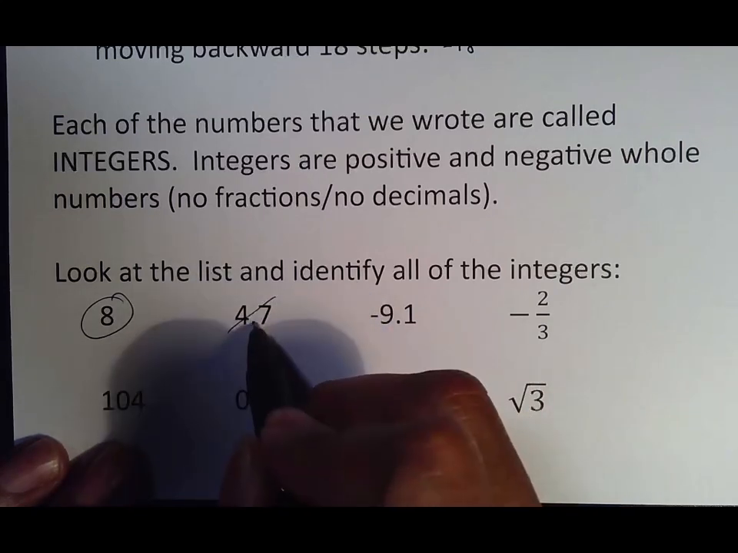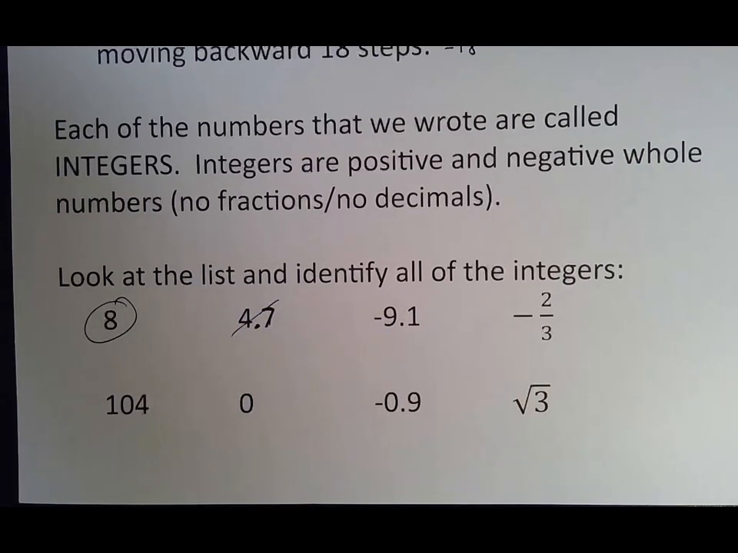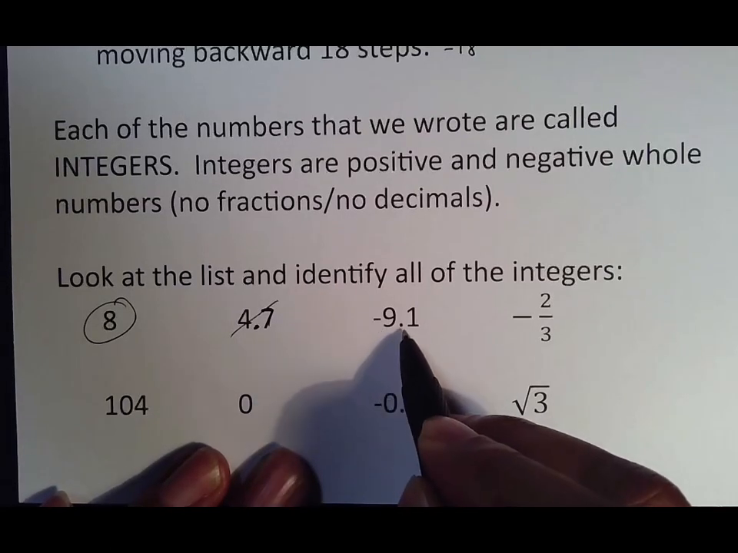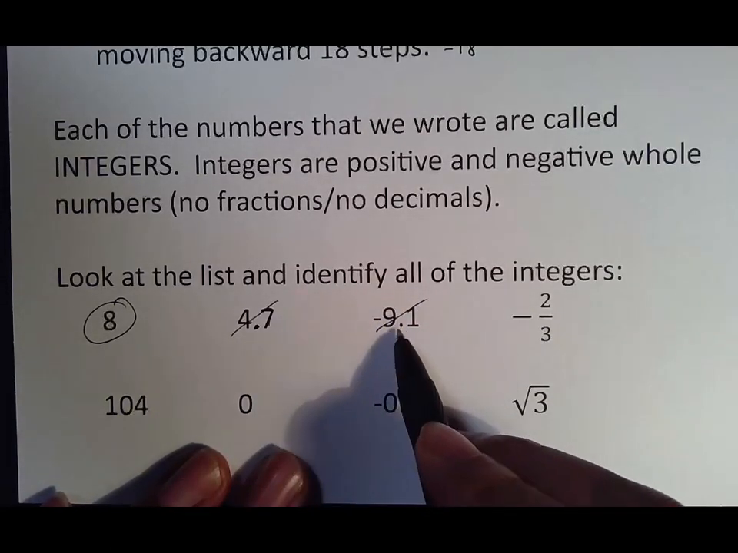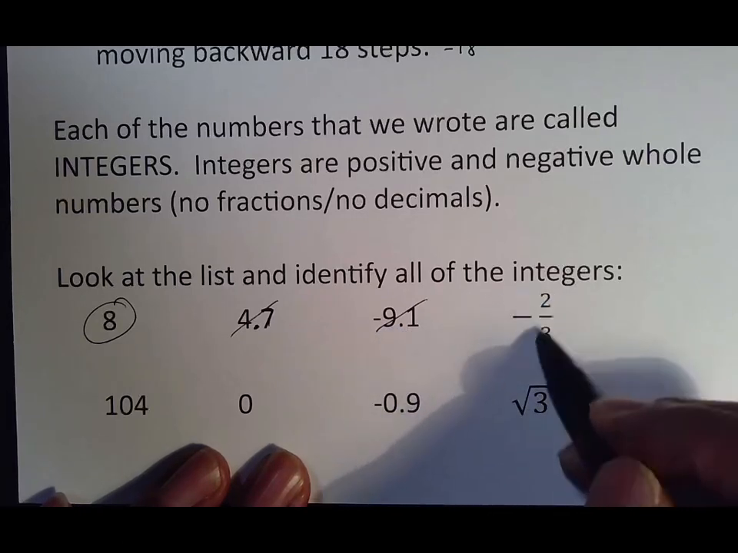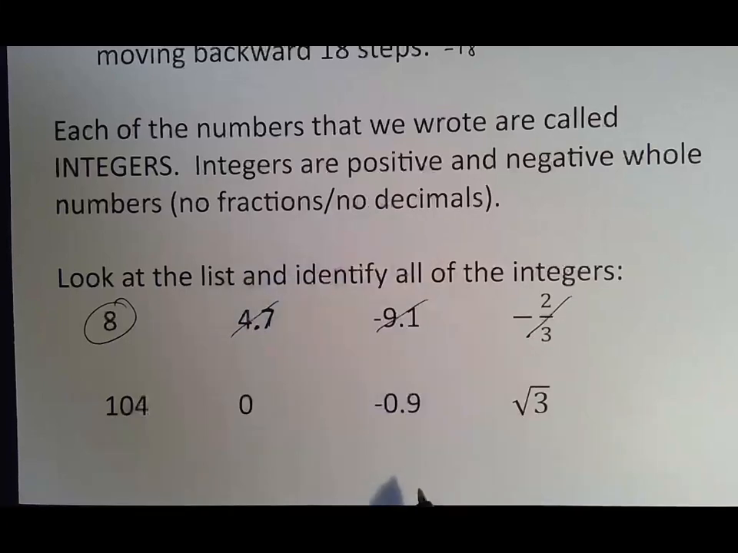4.7 is not an integer because it has a decimal in it. No good. Remember, no fractions, no decimals. Negative is fine. It would be an integer if it wasn't for the decimal. That is also not an integer because of the decimal point. This is not an integer even though it's negative because it's a fraction. So again, no fractions, no decimals.